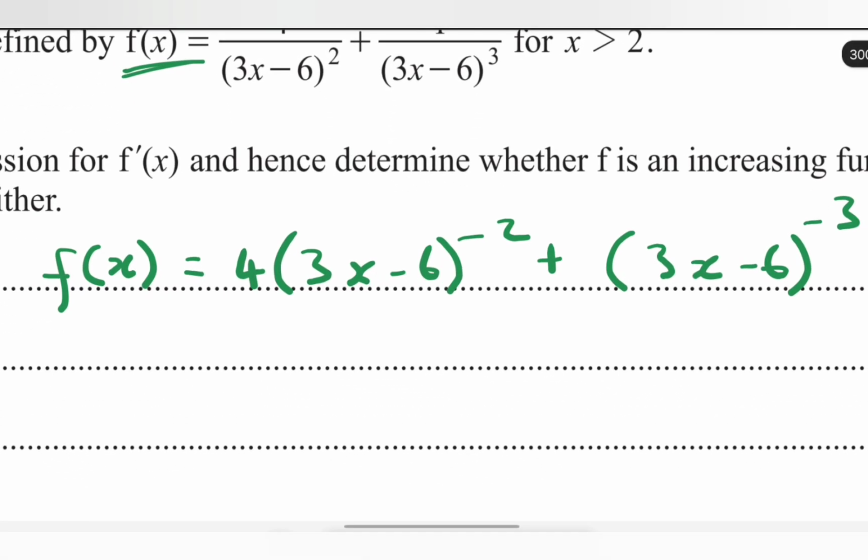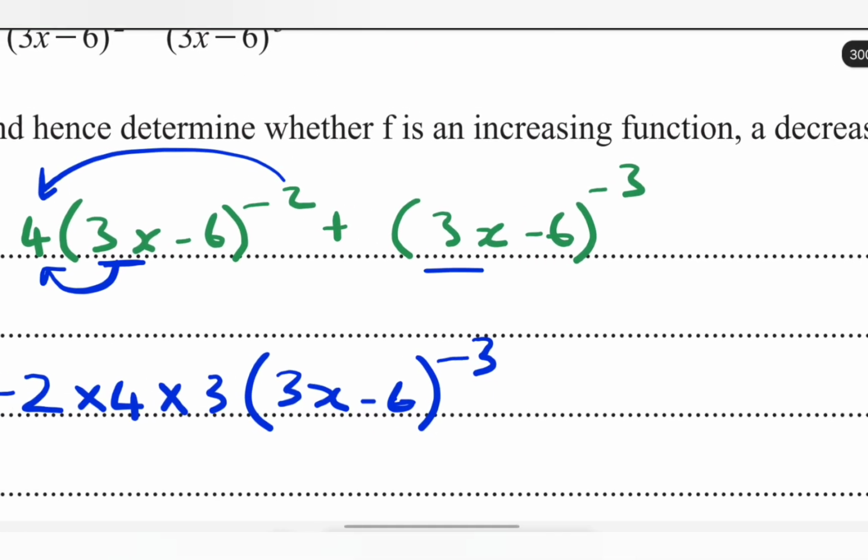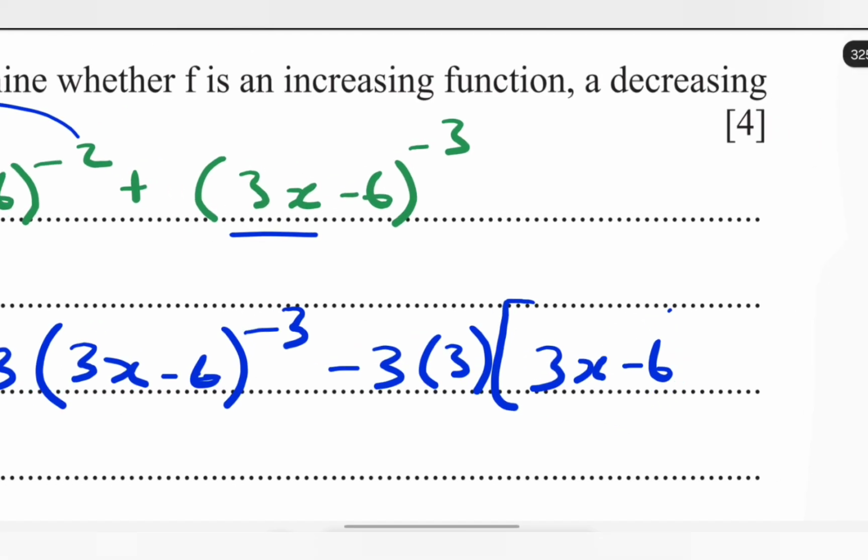And differentiating this, we get minus 2 times 4 times the derivative of this. So this minus 2, multiply that. I'm just going to multiply by the derivative of that for bracket 3x minus 6. Then I subtract 1 from the power. Then I do the same with this to say plus, minus 3 times 3, then the bracket 3x minus 6, then I subtract 1 from there to get minus 4.